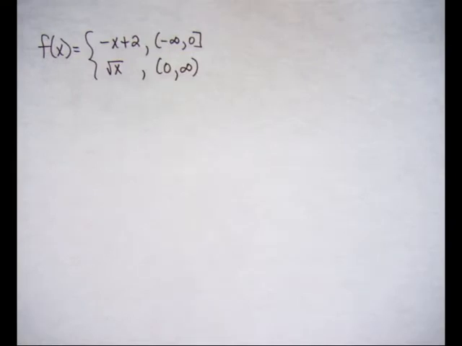Okay, so let's have another look at another example of a piecewise function. In this case, it's the function f of x equals, and then from negative infinity up to and including 0, our function is negative x plus 2. And then starting just past 0, all the way to infinity, our function is the square root of x.